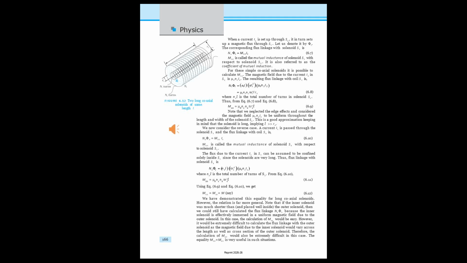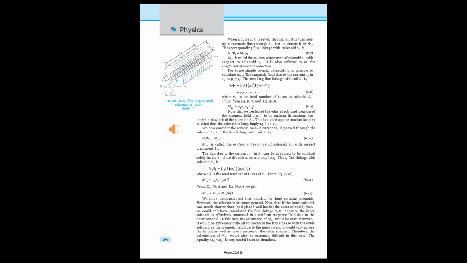A current I1 is passed through the solenoid S1 and the flux linkage with the coil S2 is given by N2 phi2 equal to M21 I1, where M21 is called the mutual inductance of the solenoid S2 with respect to the solenoid S1. The flux due to the current I1 in S1 can be assumed to be confined solely inside S1 since the solenoids are very long. Thus, flux linkage with the solenoid S2 is given by N2 phi2 equal to n2 L into pi R1 squared into mu naught n1 I1, where n2 L is the total number of turns of S2.